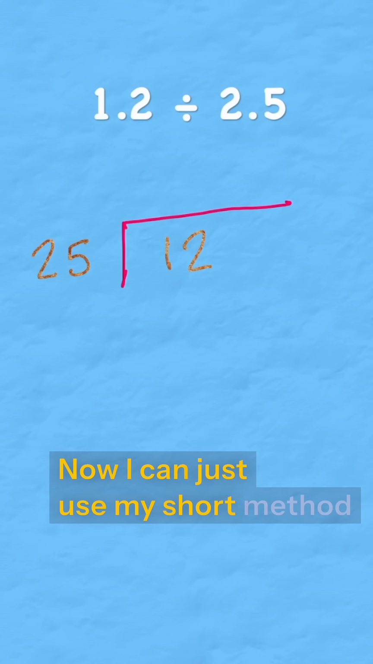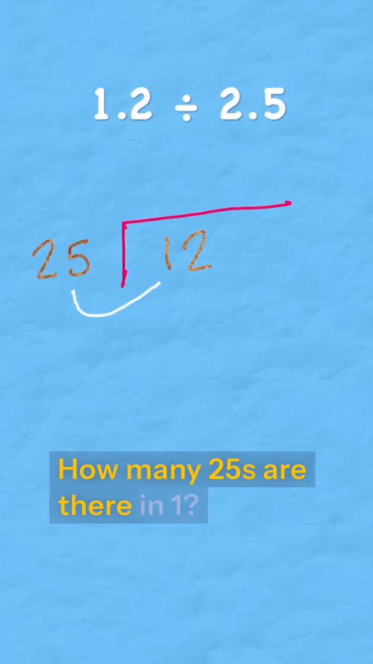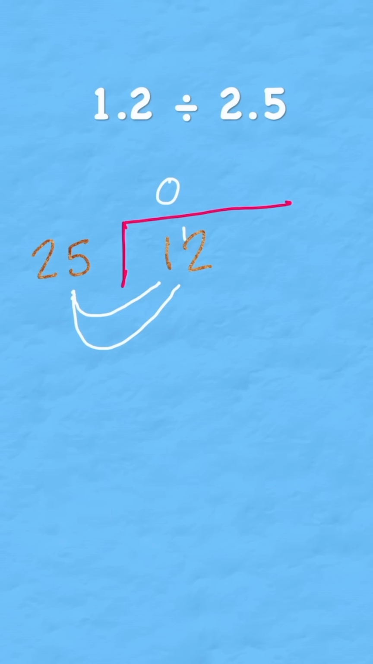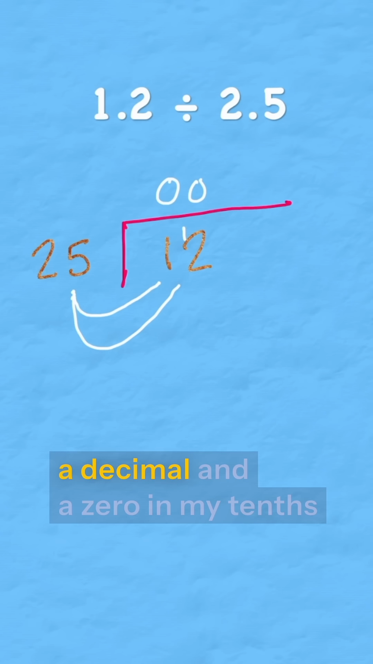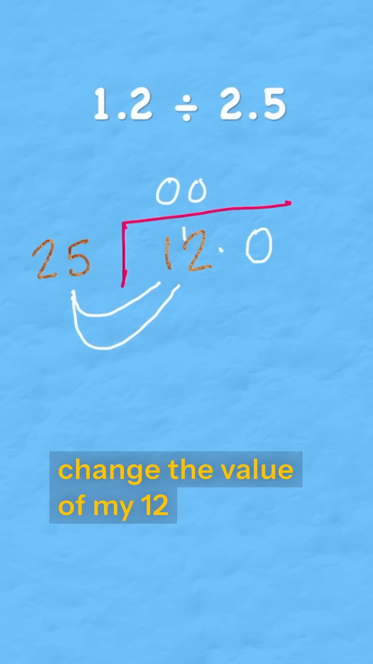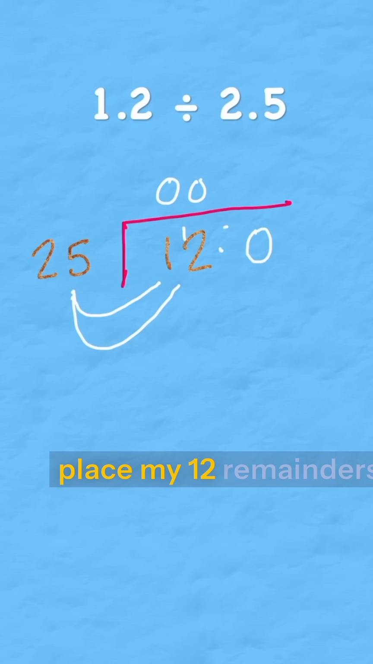Now I can just use my short method to help me. How many 25s are there in 1? 0. Carry the 1 across. How many 25s in 12? Also 0. Now I'm going to need to put a decimal and then 0 in my tens column, which will not change the value of my 12, but it gives me somewhere to place my 12 remainders.